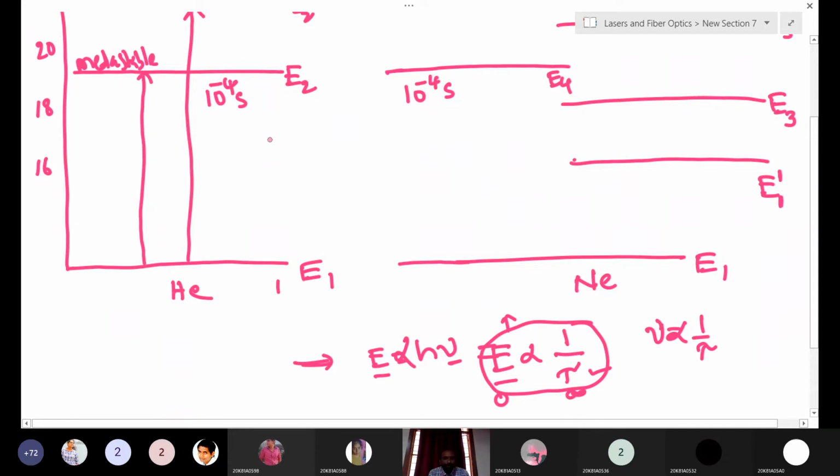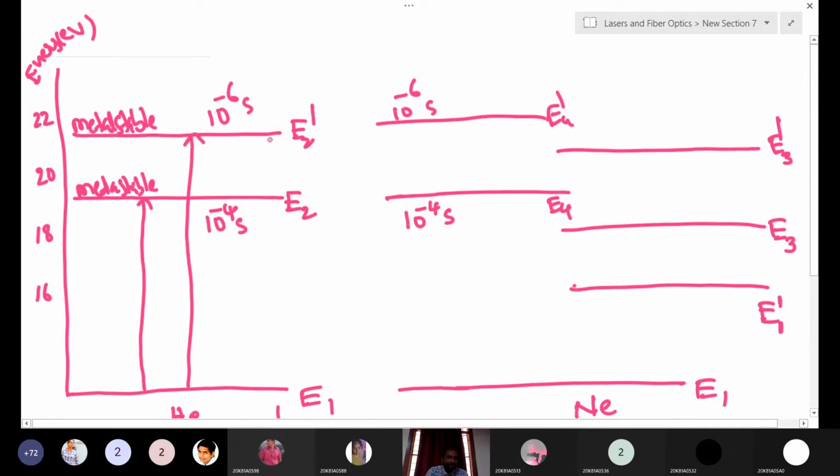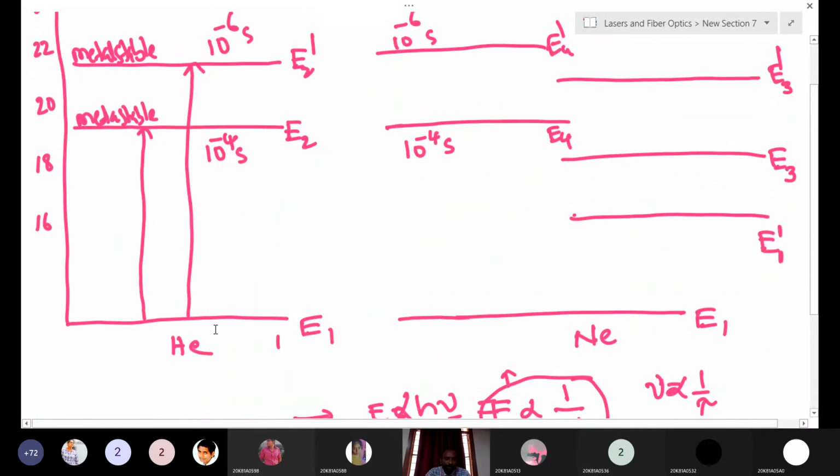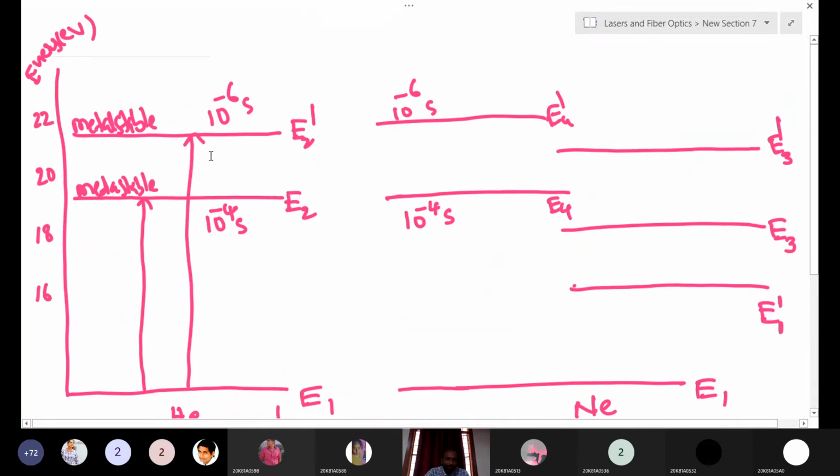So here also, if E2 is about 19 electron volts and E2 dash is about 21 electron volts, that's why this lower energy level always has a higher lifetime. Okay, you remember this one. Now we are giving some energy, and the helium atoms make a transition to this metastable state.